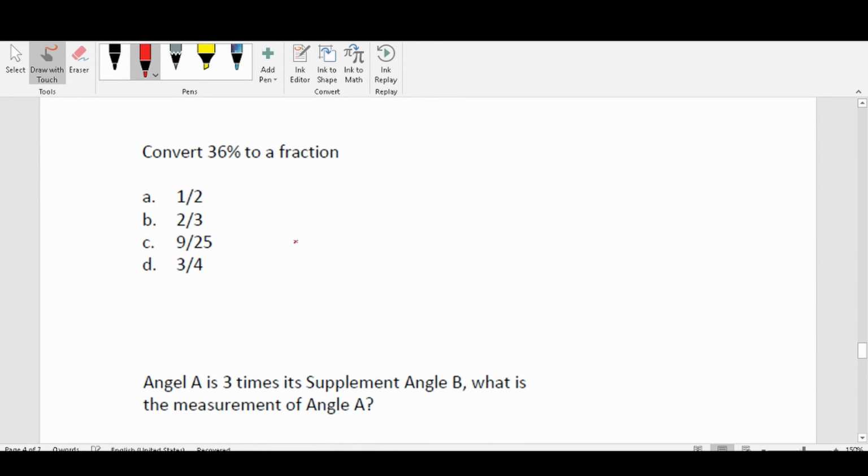Convert 36% to a fraction. To convert percentages to fractions, you simply take those percentages and place them over 100. So this is placed in a fraction, albeit an unsimplified one. This again is 36%. Now the only thing I have to do is reduce this fraction to get closer to our answer choices. To do that, I'm going to divide top and bottom by 2.